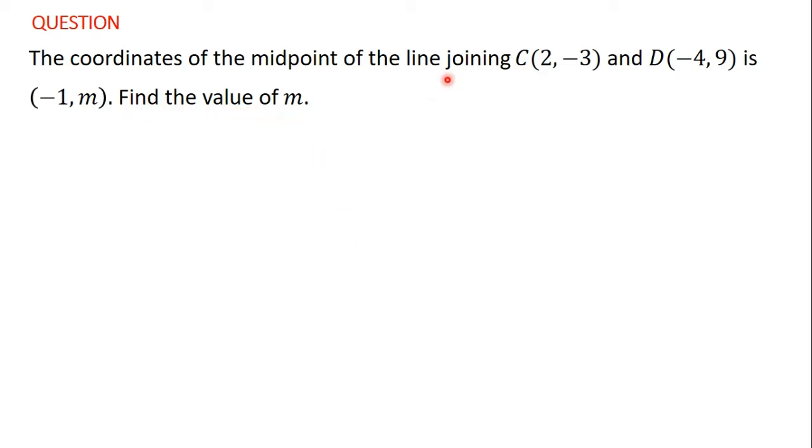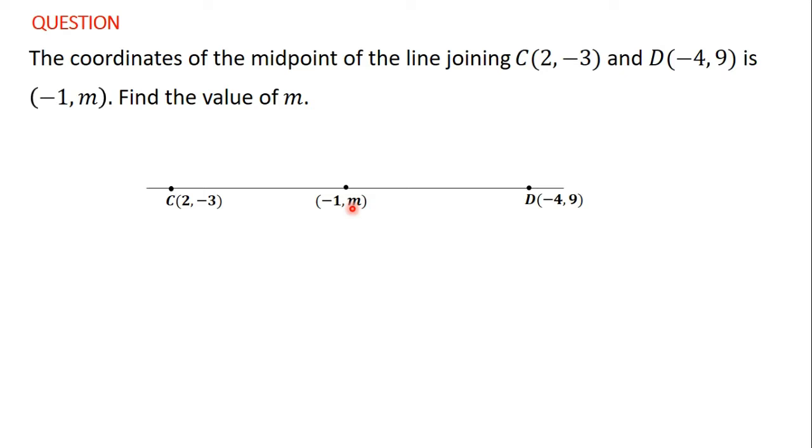Let's illustrate this question. So point C and point D is joined by this straight line. Point C has the coordinates 2, -3 and point D has the coordinates -4, 9. And the coordinates of the midpoint, that is the middle of this line, is (-1, m). The question wants us to find the value of m.